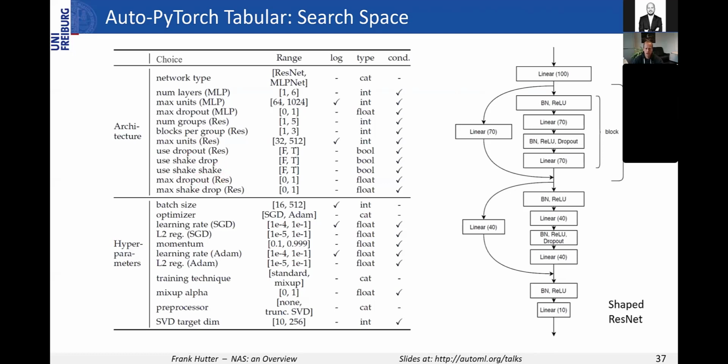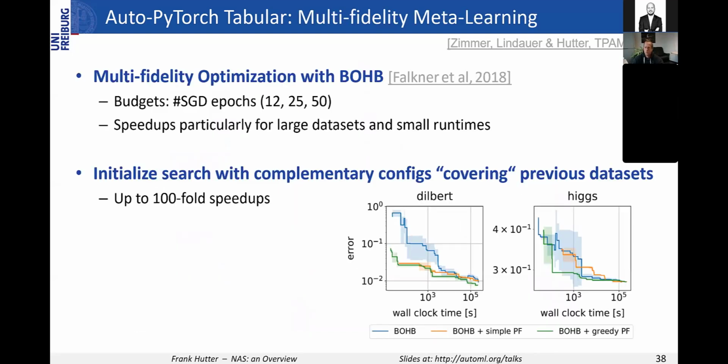Shake-drop and shake-shake are various regularization techniques that are on the architectural level. So we had roughly a dozen architectural choices and roughly a dozen hyperparameter choices there. And the multi-fidelity optimization was simply with BOHB, using a budget as the number of SGD epochs. And this couldn't give us a huge speedup, right? Because the minimal budget here was 12, the maximal 50. So this could only possibly give us a speedup of a factor of 4 if we have perfect correlations. But actually this factor of 4 we did sometimes get.